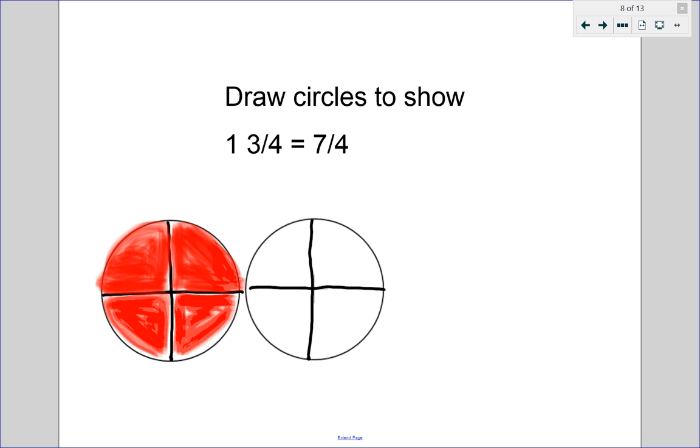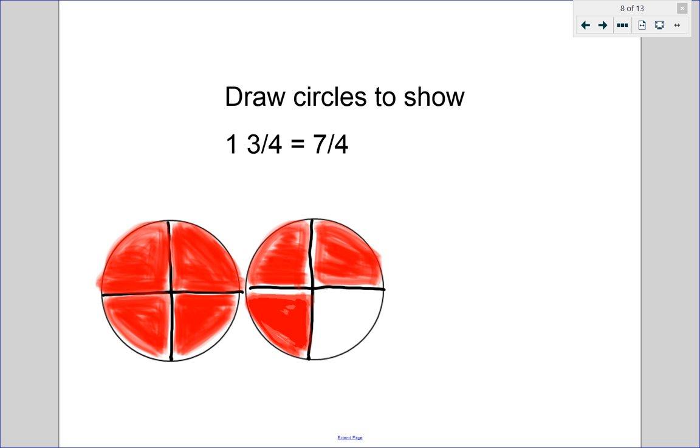And then I have 3/4 of this one. So I'm going to color that in. I color this in. And I color this in. That's the 3/4 that we have right over here.